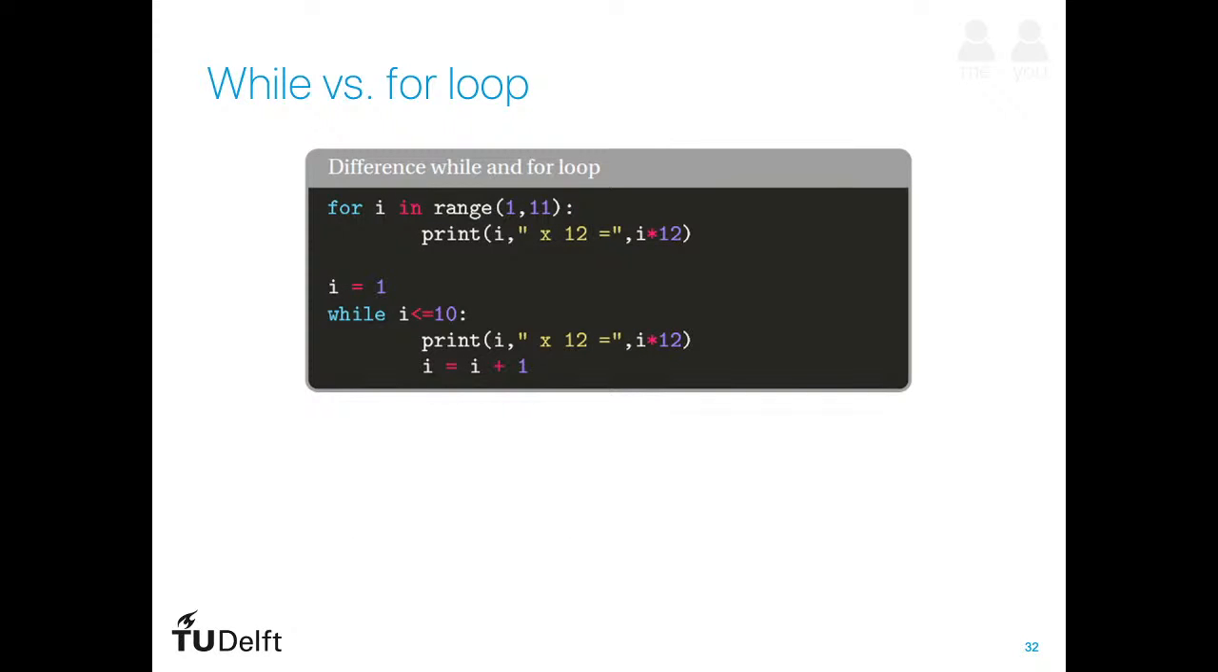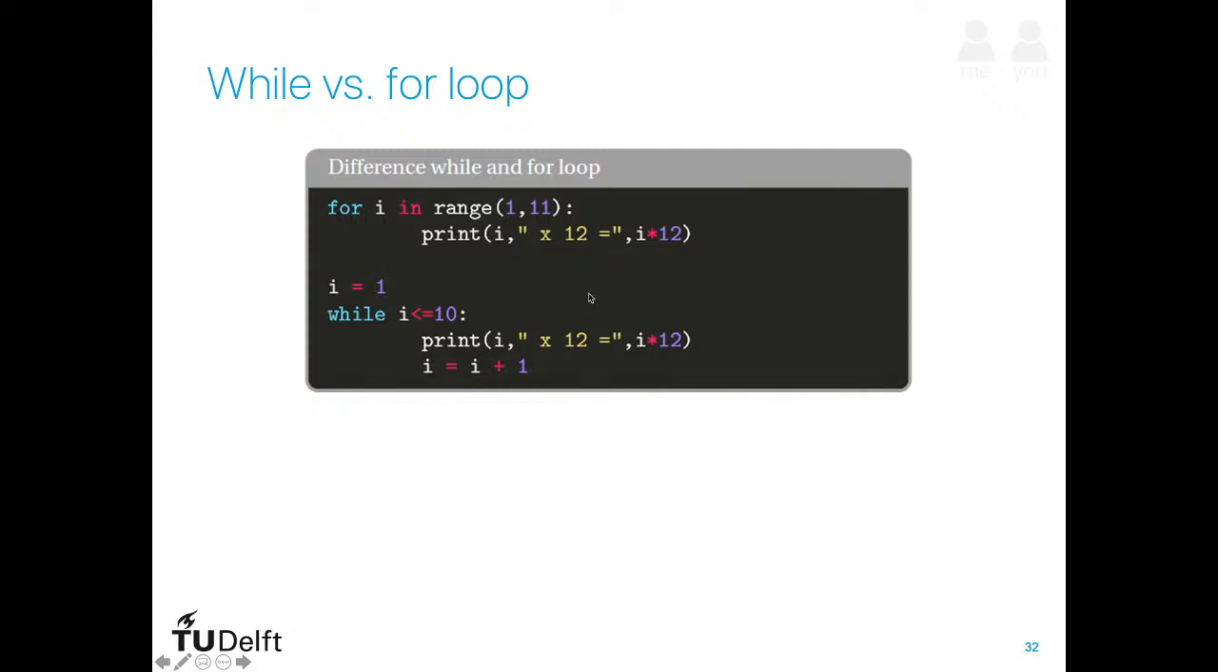So if we compare the for loop and the while loop, actually what you see is that everything that you do with a for loop, you can also do with a while loop. So if you look at this example, for instance, you want to do something with the numbers 1 to 10. Well, this is how you would do it in a for loop. You use range that goes from 1 until 10, and you make a little print statement.